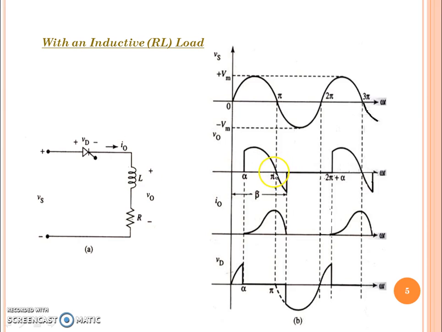But what is this conduction from pi to pi plus alpha? This is only because of the inductance. Inductance has the property that whenever any change happens, it gives an opposing force. That opposing force is denoted by this waveform indication. It is the period from pi to pi plus alpha. The entire period is denoted as beta. This beta is exclusively called the extension angle beta.